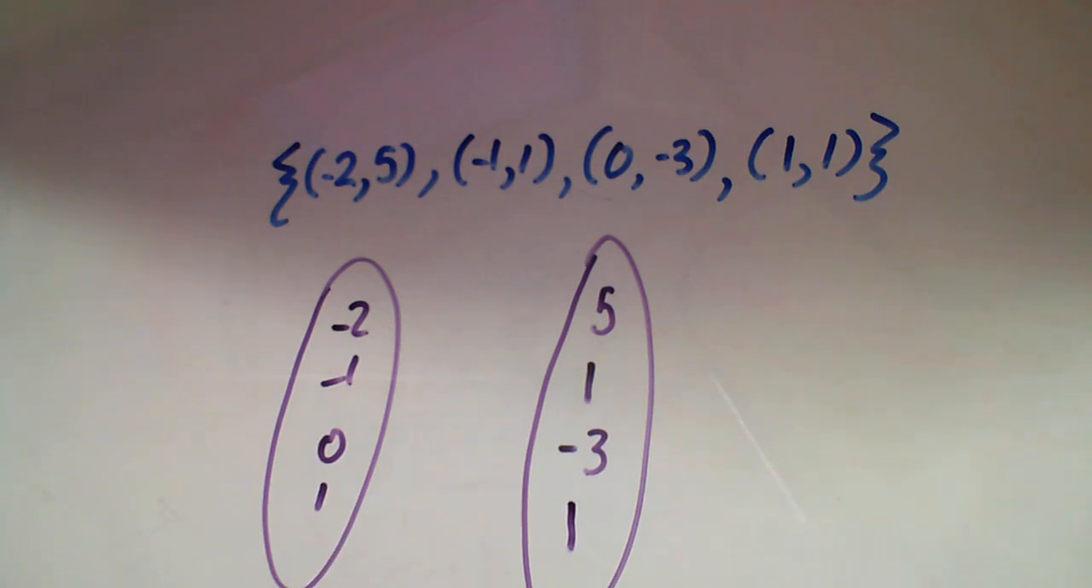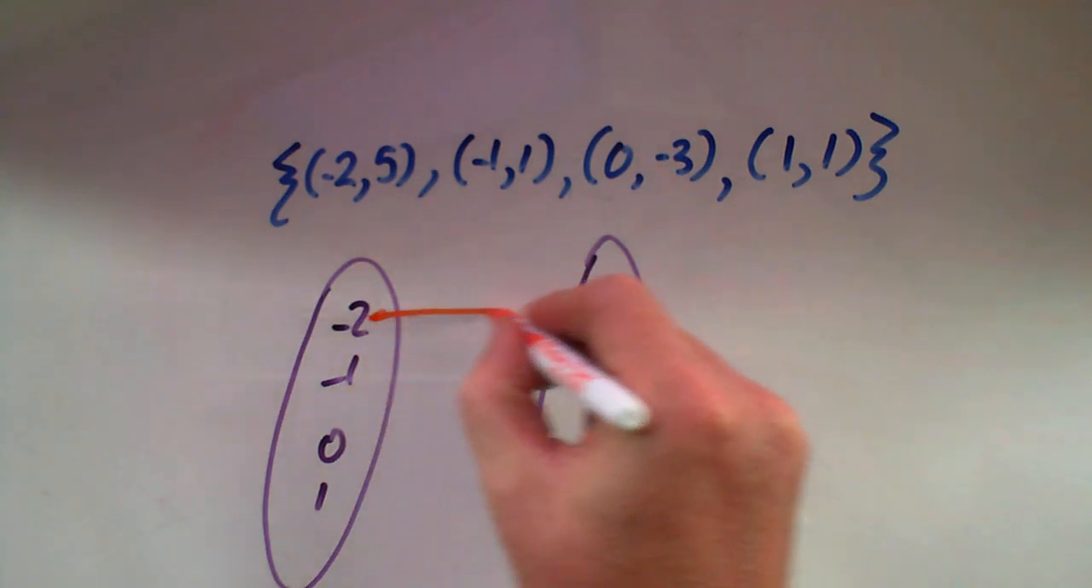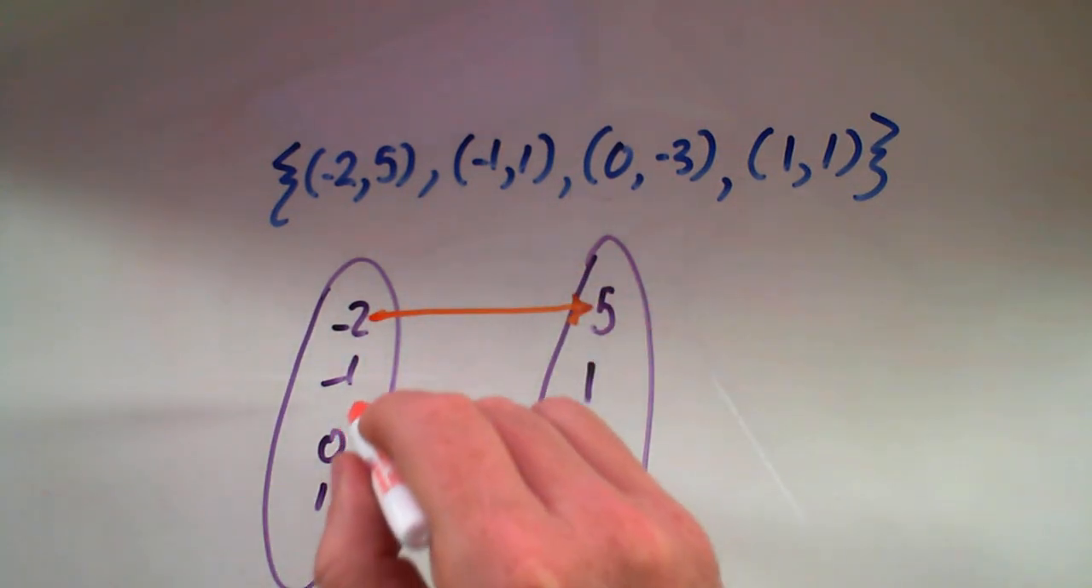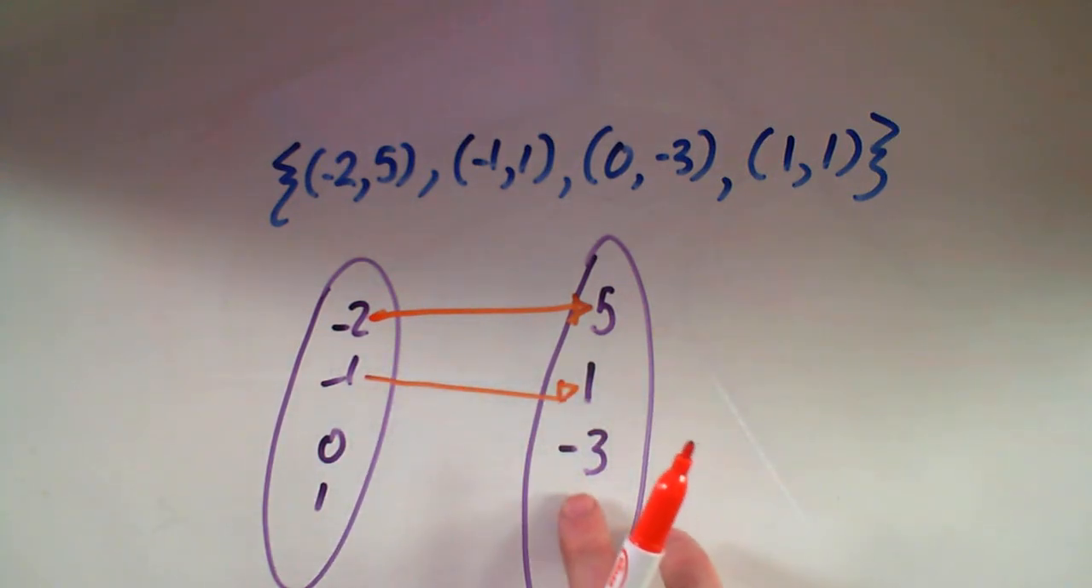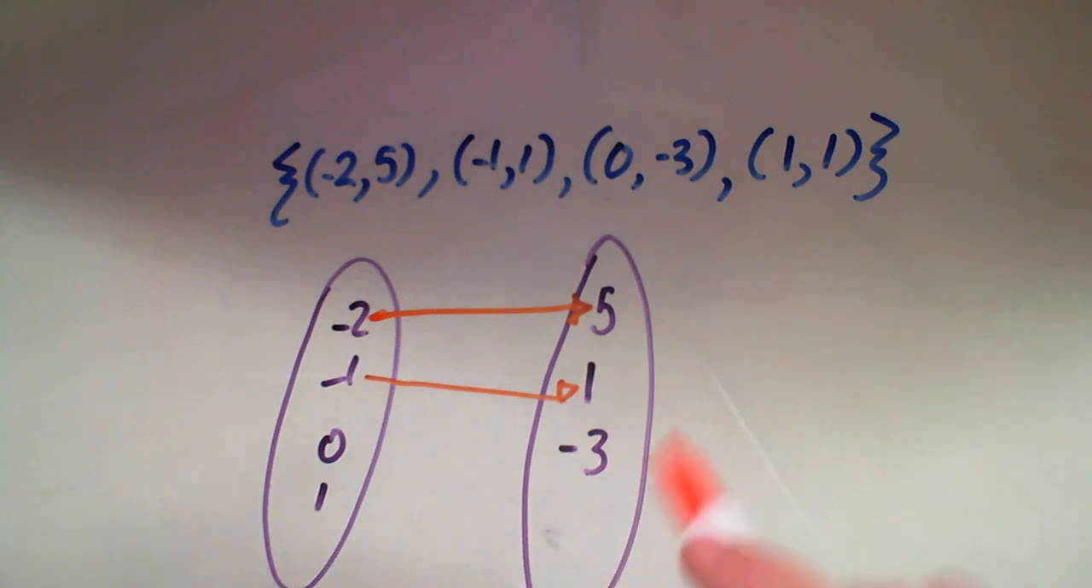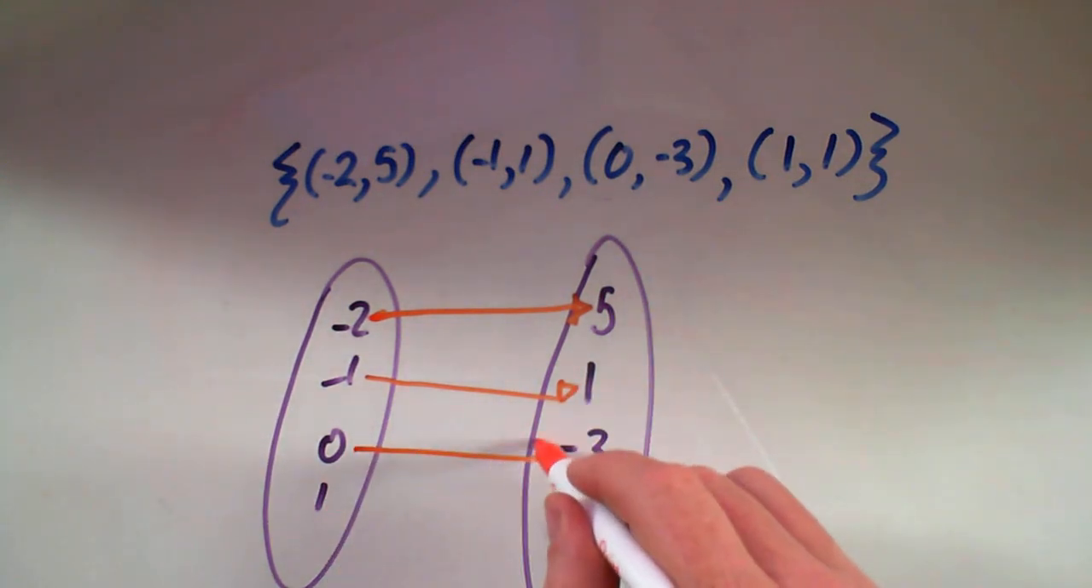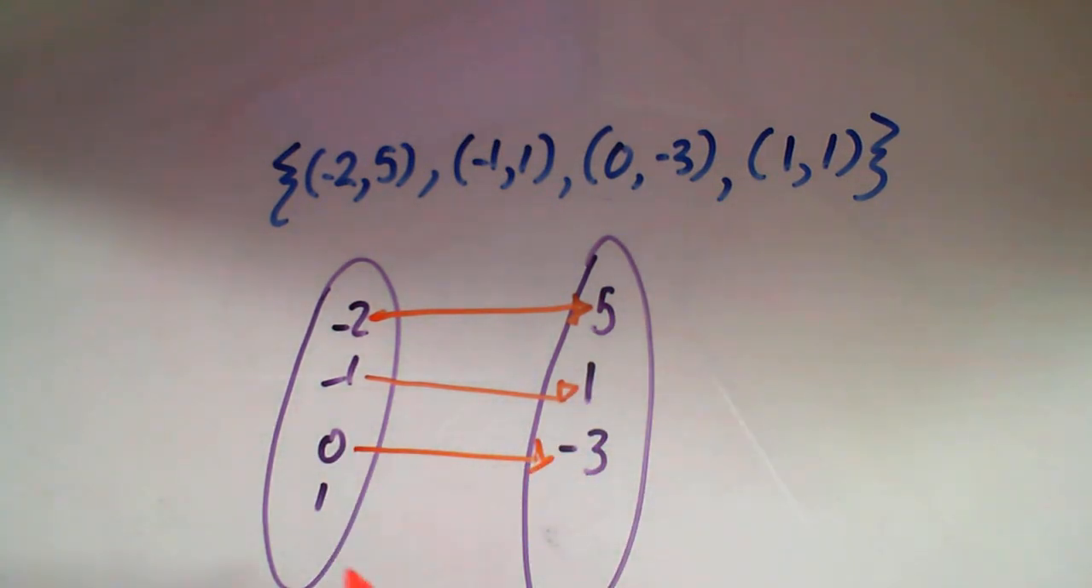So again, very simply, I connect the inputs to their associated outputs. Negative 2 goes to 5. Negative 1 goes to 1. I did not mean to write 1 twice there, so I'm going to erase that second one. 0 goes to negative 3. And then 1 goes to 1.